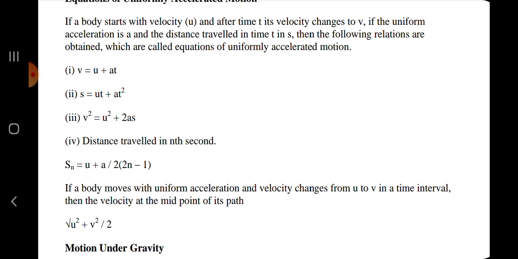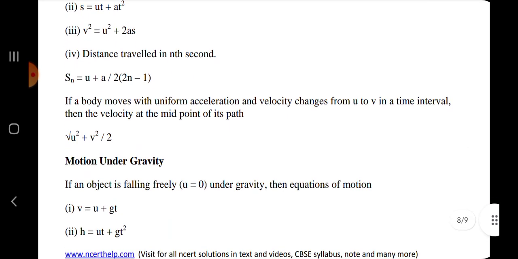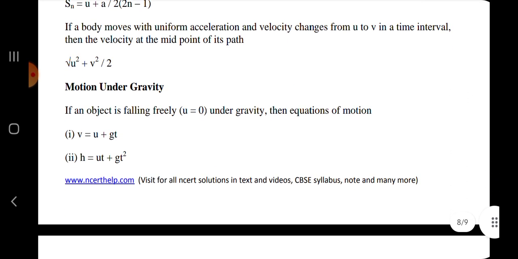The distance travelled in the nth second is equal to u plus a upon 2 bracket 2n minus 1 bracket close. And if a body moves with uniform acceleration and velocity changes from u to v in a time interval, then the velocity at the midpoint of its path is under root u square plus v square upon 2.